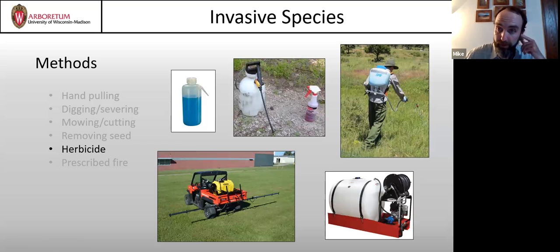If you've got bigger groups, bigger populations, then maybe you want to do something different, maybe something with a boom on it, so you can spray a wider area in a quicker amount of time, or scale up to these bigger units that have 250, 300, 400 gallons that they can carry sometimes. So again, there's ways to adjust your scale and adjust your method based on what you're dealing with specifically and over different sizes of areas as well.